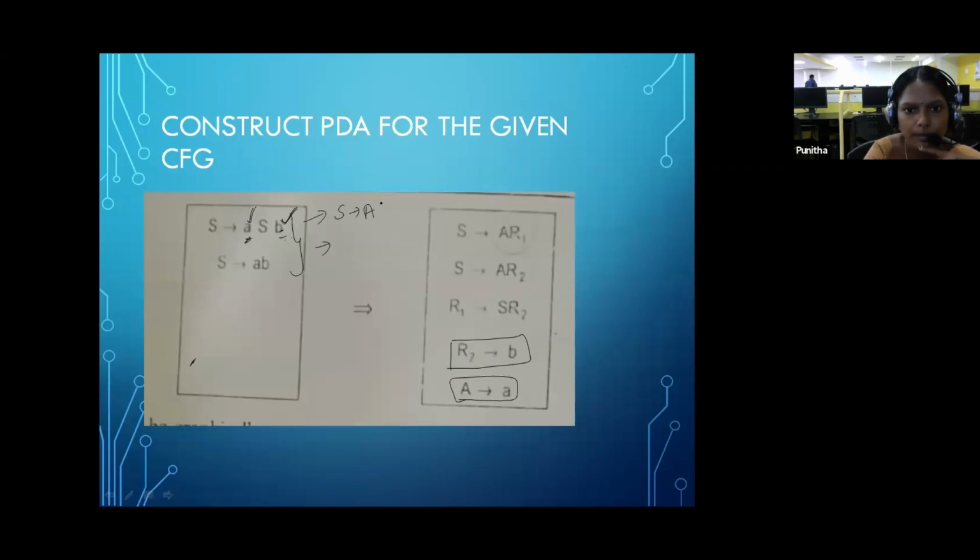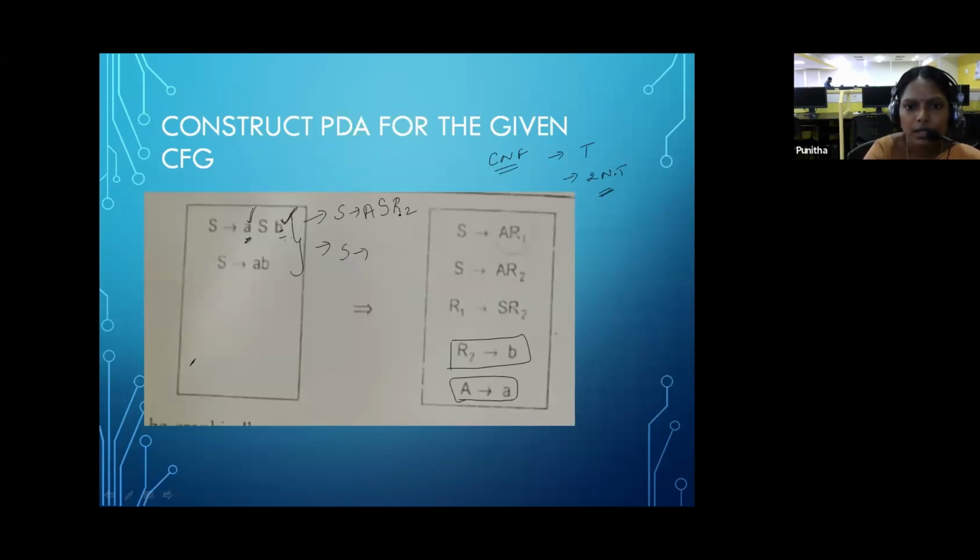S is already capital, so I'm writing S. For this b I have introduced one production, that is R2, so I'm writing R2 here. Right? Yes, all the productions have been converted into non-terminals. The CNF format I need to check. The CNF format should be a single terminal or two non-terminals. Here I'm making all the CNF in terms of non-terminals.